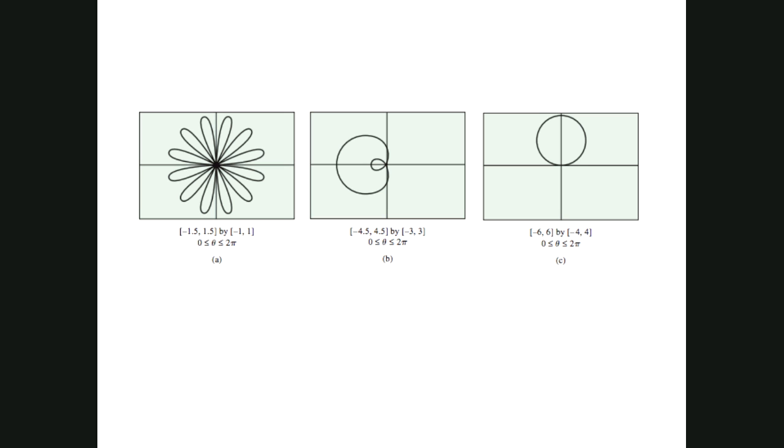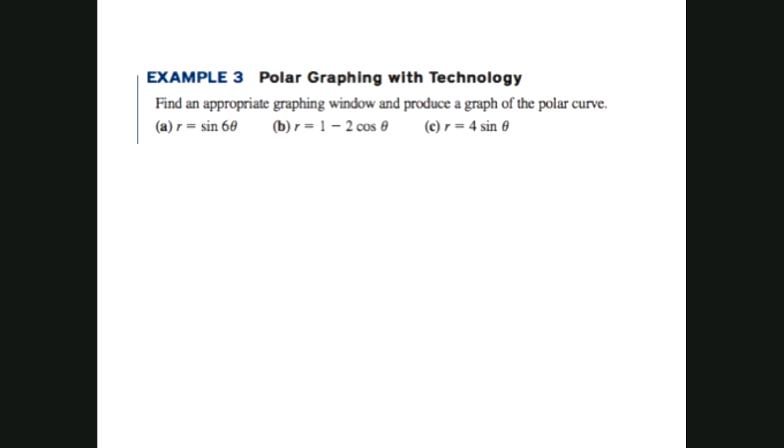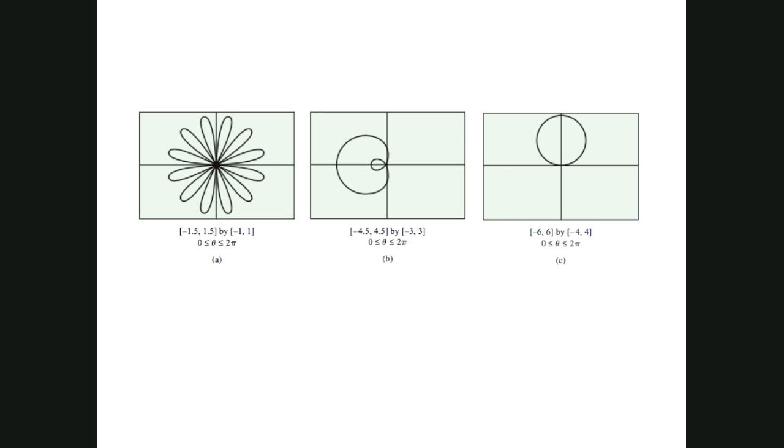So if you put in the next graph, I'm going to put this one in because that one should be a little bit easier to see. 1 minus 2 cosine of theta. Just want to make sure my calculator is graphing it correctly. Yes, woohoo! I got that one. So you can definitely graph these things using your calculator. And it should look something like this.